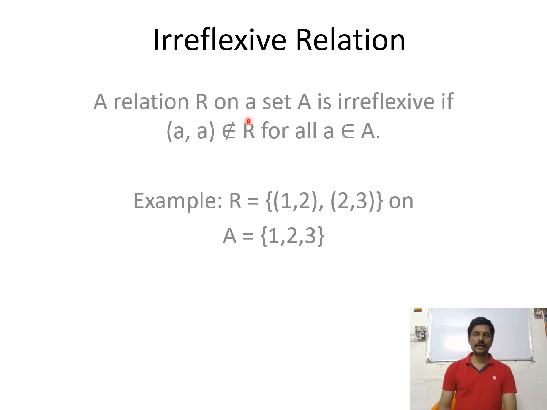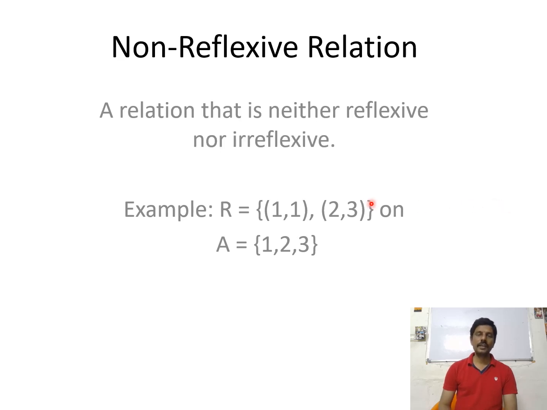A relation R on a set A is irreflexive if A comma A does not belong to R for all A belongs to A. If no A comma A is there in the relation, then it is said to be the irreflexive relation. Now, non-reflexive, or not reflexive. Non-reflexive means for some values of A the self relation may exist and for other values it may not exist. Then that is said to be a non-reflexive relation.